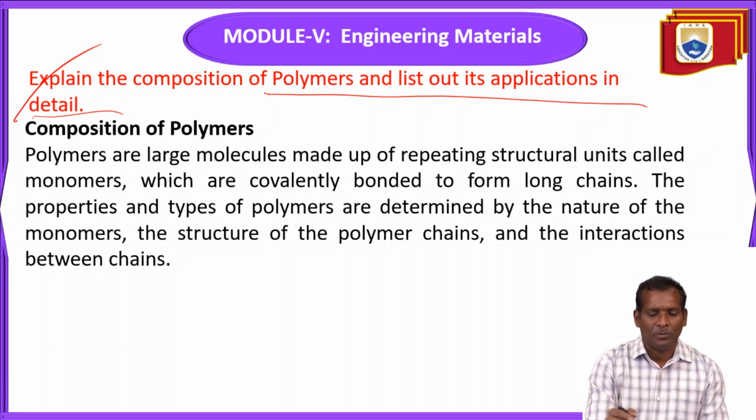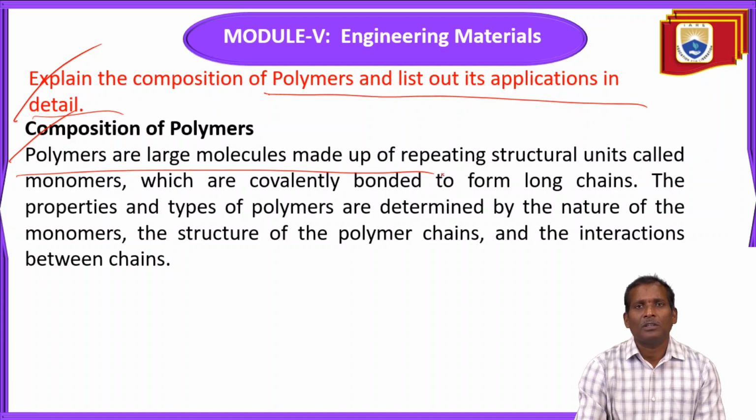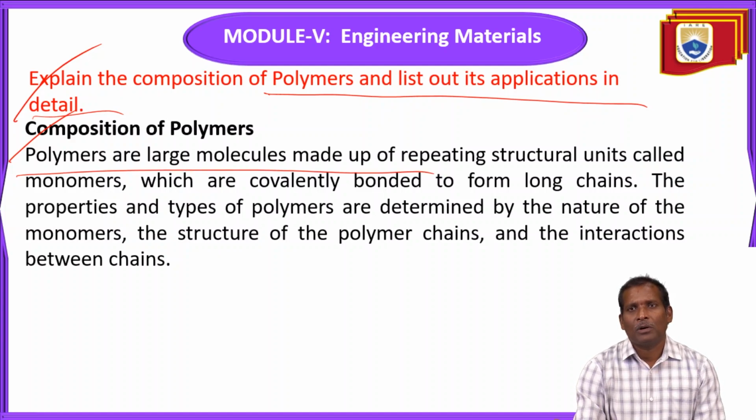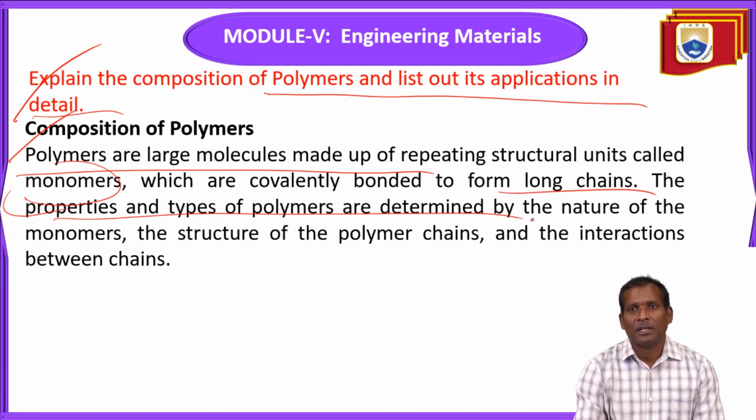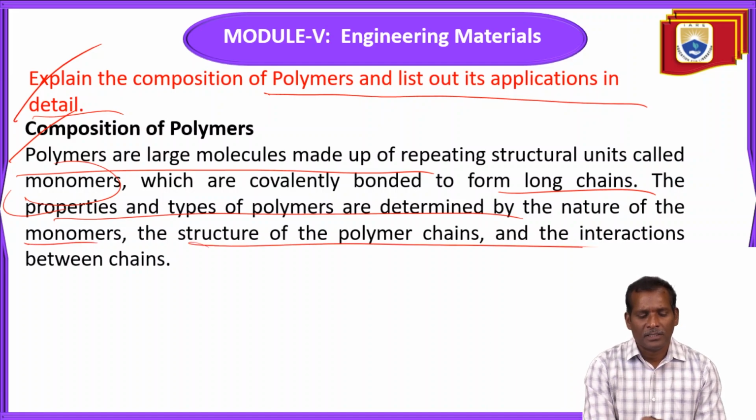Polymers are large molecules made up of repeating structural units called monomers. The repeated molecules are monomers, so finally we obtain the polymer. It is a combination of monomers which are covalently bonded to form long chains. The properties and types of polymers are determined by the nature of the monomers, the structure of the polymer chains and the interactions between chains.